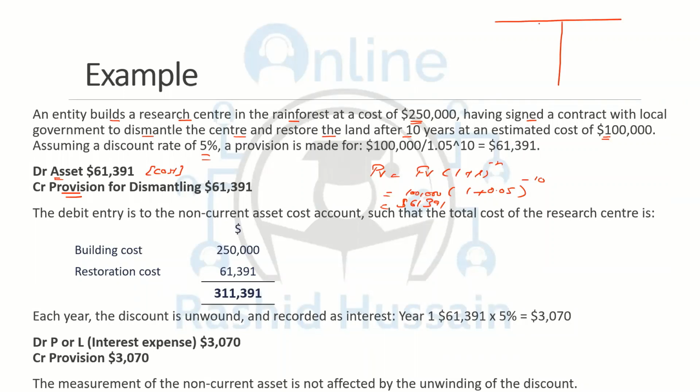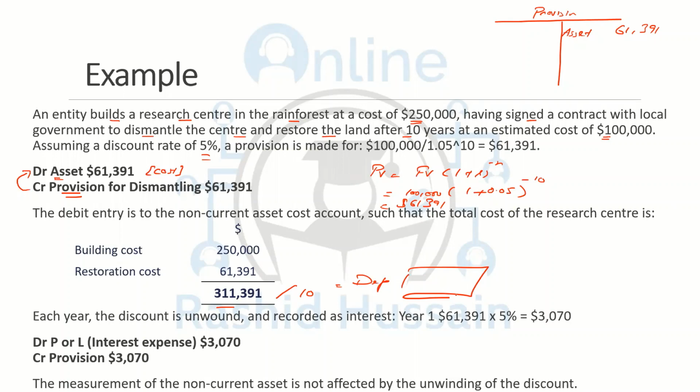So we are going to make a provision account, and we know how to put the entry. The provision account is being credited due to the debit entry, which is the asset. So give the reference of the asset, and initially 61,391. So the total cost of the research center is going to be the building cost, which is 250,000, plus the restoration cost, and the total cost is 311,391. And we know this 311,391 is going to be depreciated over 10 years. And this is going to be the depreciation figure.